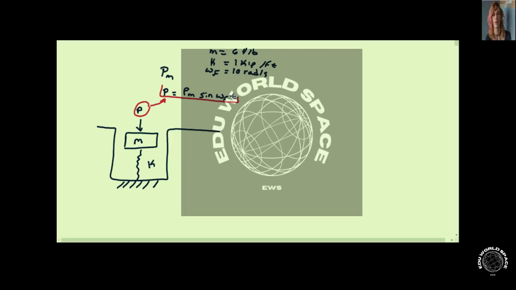So we're using this expression right here that they gave us in red. And we also are going to convert the spring force here, 1 kip per foot, to 1,000 pounds per foot. And we need this into inches, so we're just going to divide it by 12, which equals 83.33 lb per inch, okay, for the spring constant.